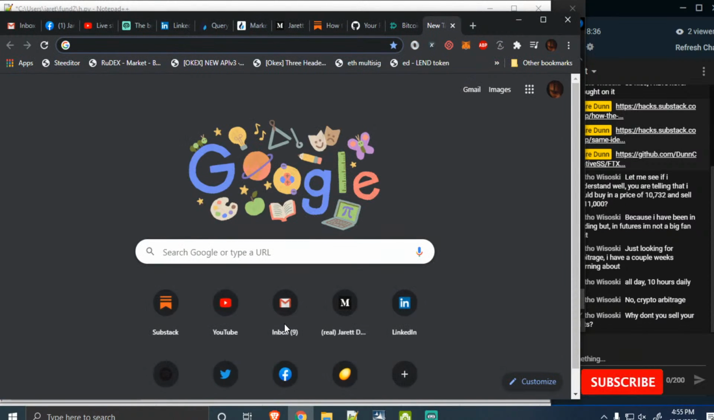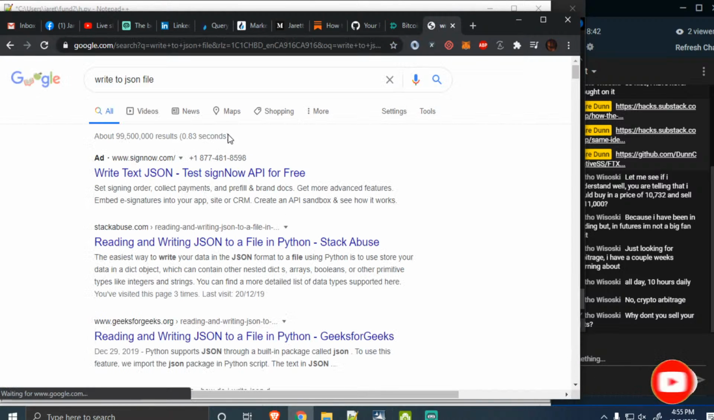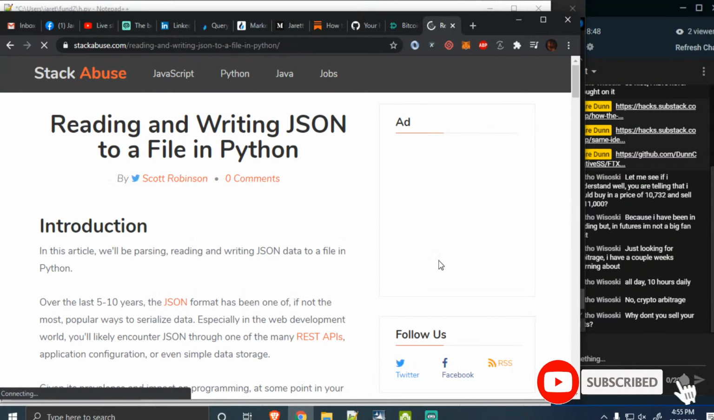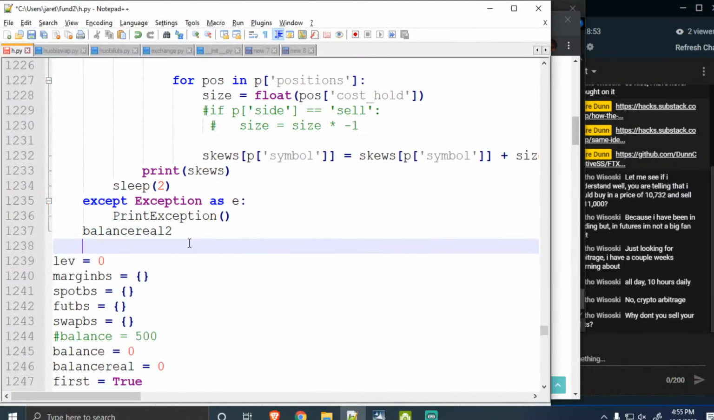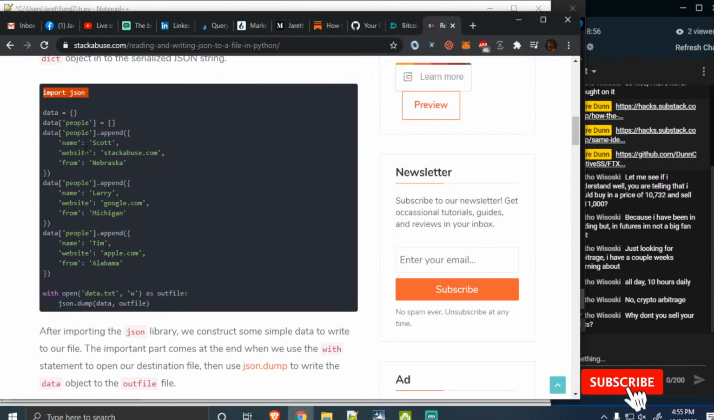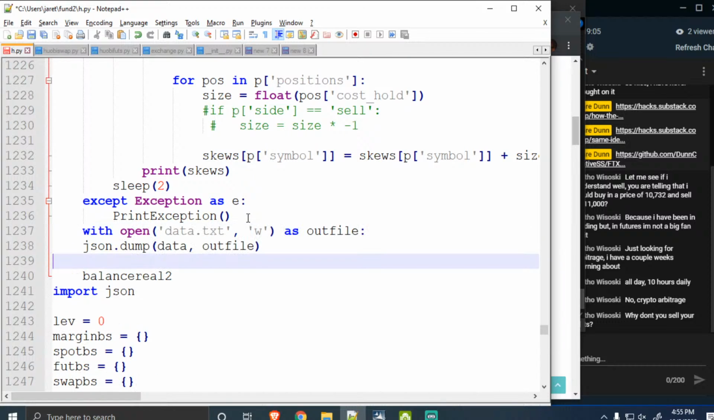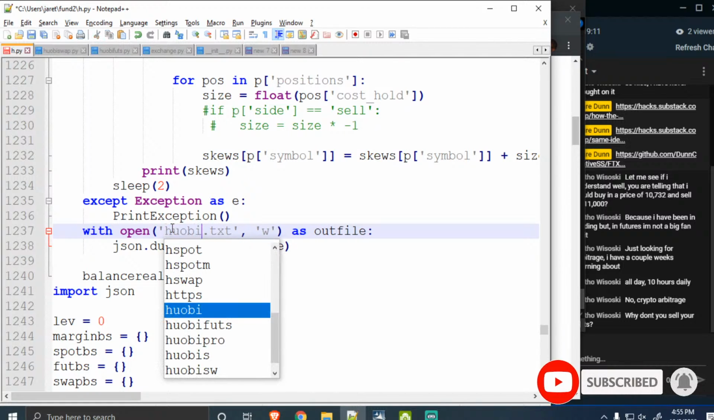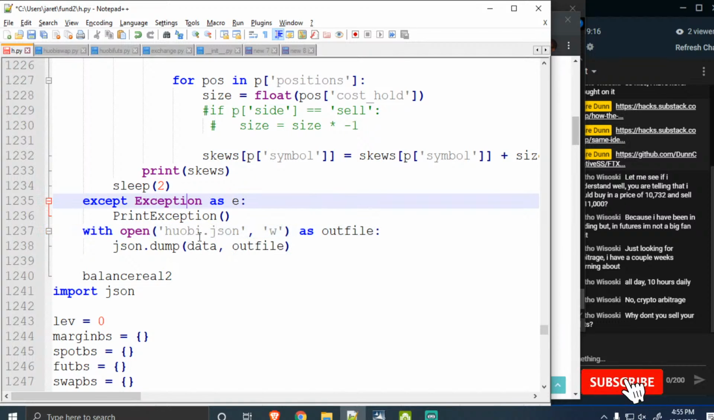So now what I want to do is write to a JSON file. Write to JSON in Python. It's an ad, not really what I want. Introduction, writing of a JSON file. Import JSON. Data append with open data.txt as our file. Huobi.json, data.